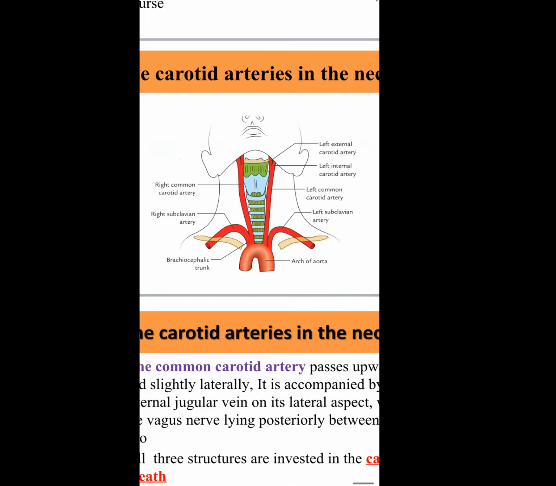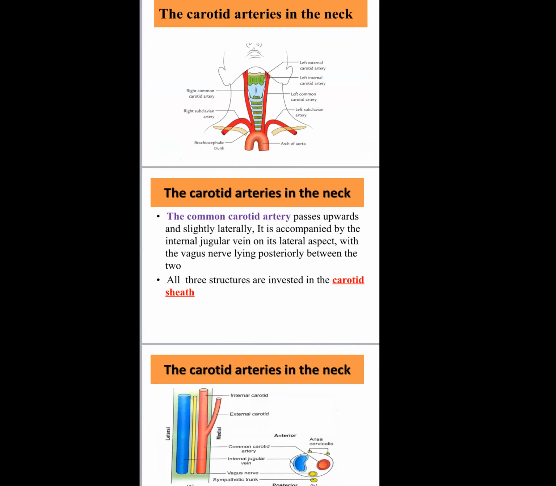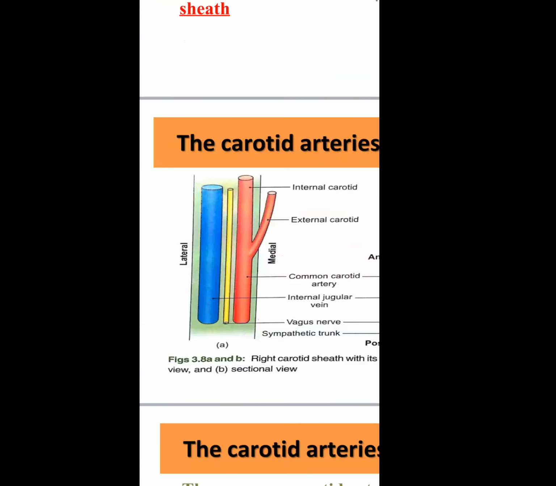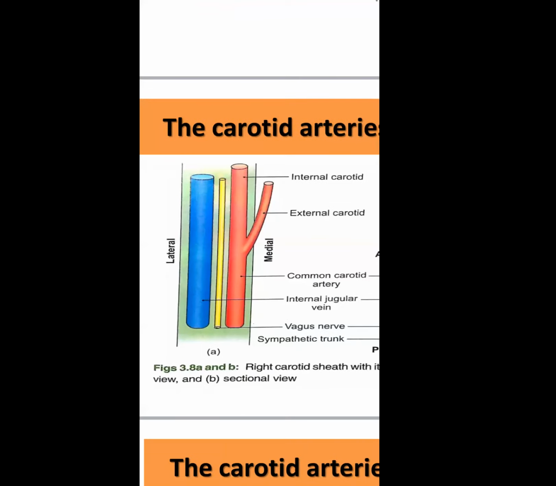The common carotid artery passes upward and slightly laterally. It is accompanied by the internal jugular vein on its lateral aspect, with the vagus nerve lying posteriorly between the two, and all the structures are invested in the carotid sheath. This picture shows the three structures. This is the carotid sheath. Medially, the common carotid artery. Laterally, the internal jugular vein, and between them is the vagus nerve.